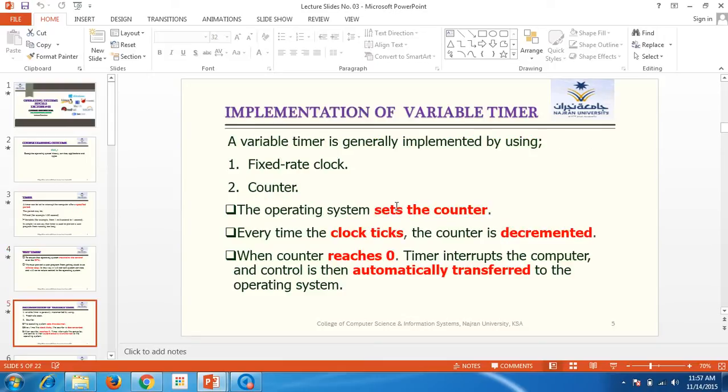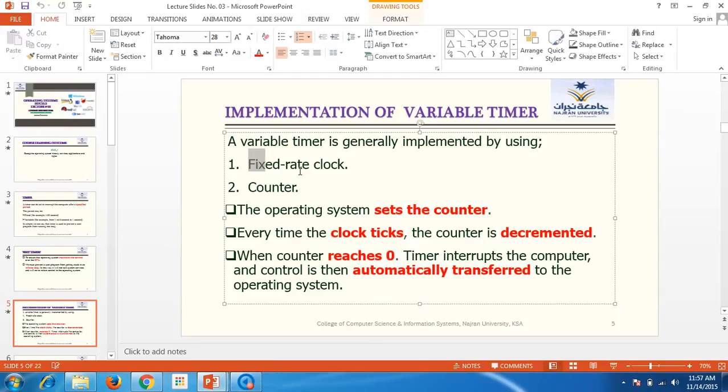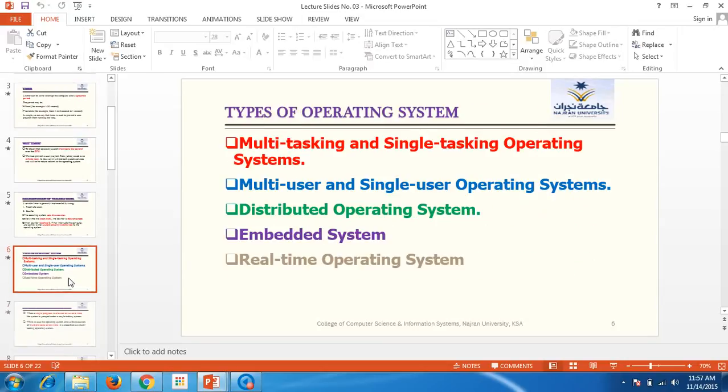Then we saw how we can implement the variable timer. A variable timer can be implemented using two things: a fixed rate clock and a counter. Initially the operating system sets the counter, and then every time the clock ticks, the counter is decremented, and when the counter reaches 0, the timer will interrupt the computer and control is automatically transferred to the operating system. So: what is a timer, why we need a timer, and how we can implement a variable timer.